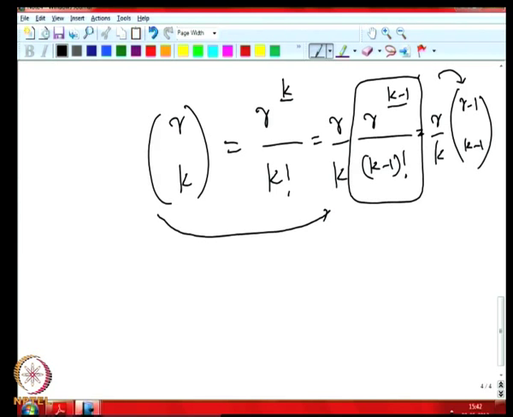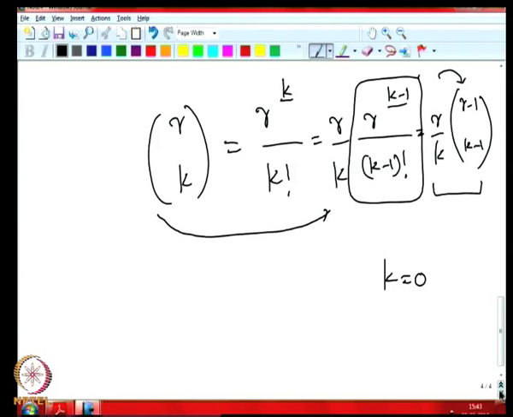Otherwise we just have to use this: write it as r times k minus 1 factorial by k factorial. Now separate out r and k. Here k is not equal to 0, so the k minus 1 factorial is still defined, because k is a number bigger than 0. Therefore k minus 1 is there, so we can reinterpret it like this. That is why it is correct. It works in all cases except when k equals 0.